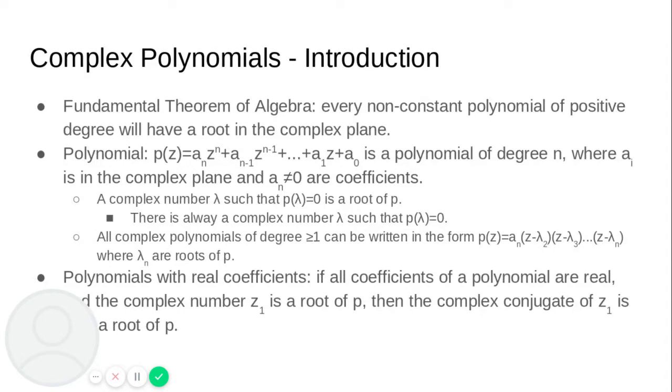Polynomials with real coefficients. So if all coefficients of a polynomial are real, and the complex number z1 is a root of p, then the complex conjugate of z sub 1 is also a root of p. So essentially, all of the complex numbers have to cancel out, meaning that this will leave us with only real numbers. And for all the complex numbers to cancel out, that means they have to come in conjugate pairs.